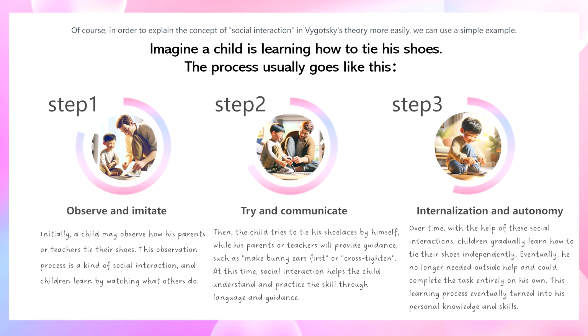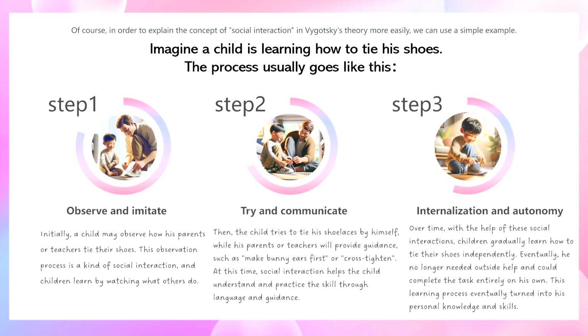The second stage is try and communicate. Then the child tries to tie his shoelaces by himself, while his parents or teachers will provide guidance, such as make bunny ears first or cross tighten. At this time, social interaction helps the child understand and practice the skill through language and guidance.